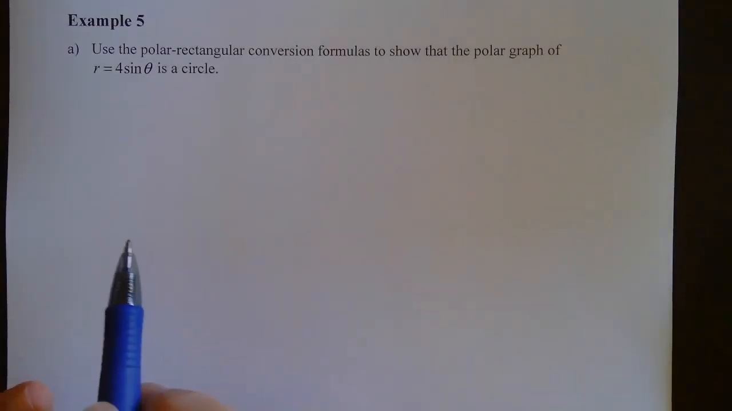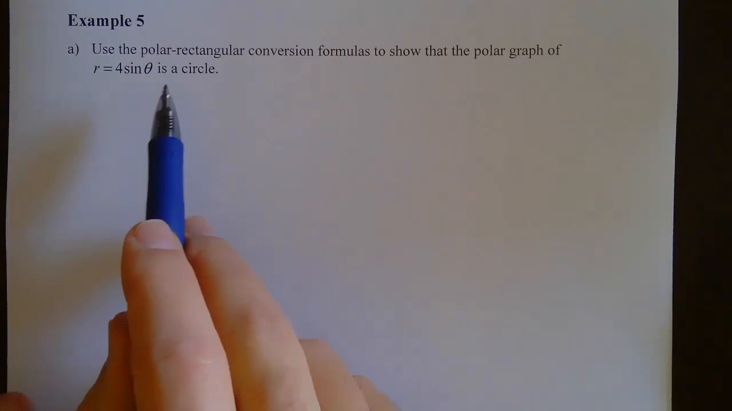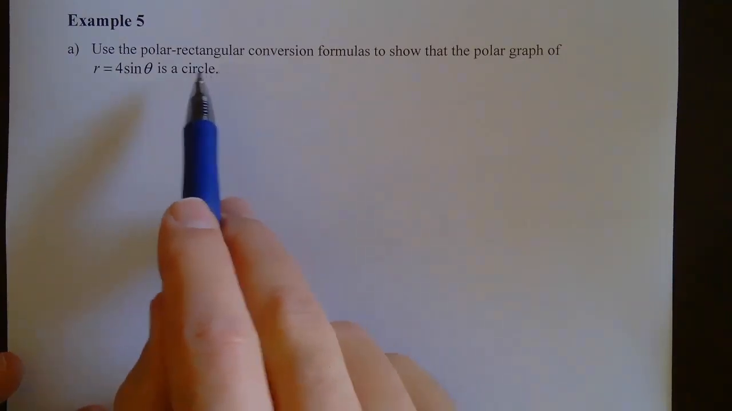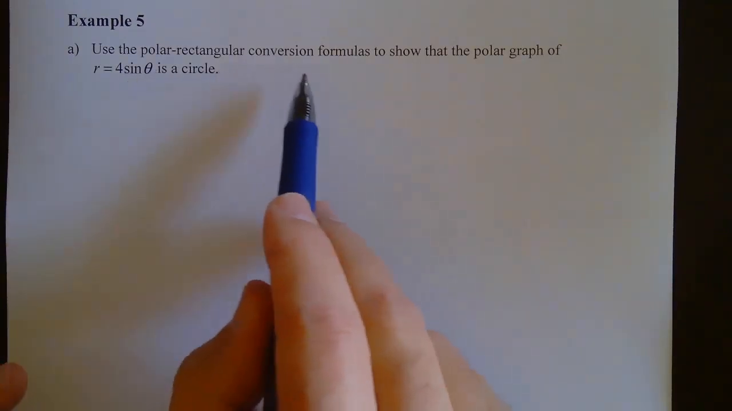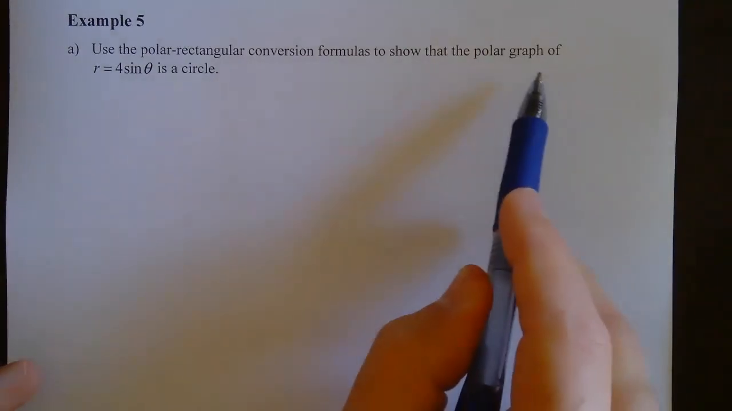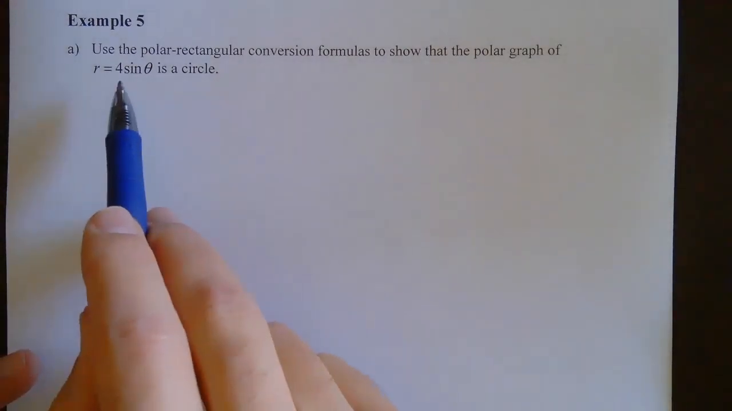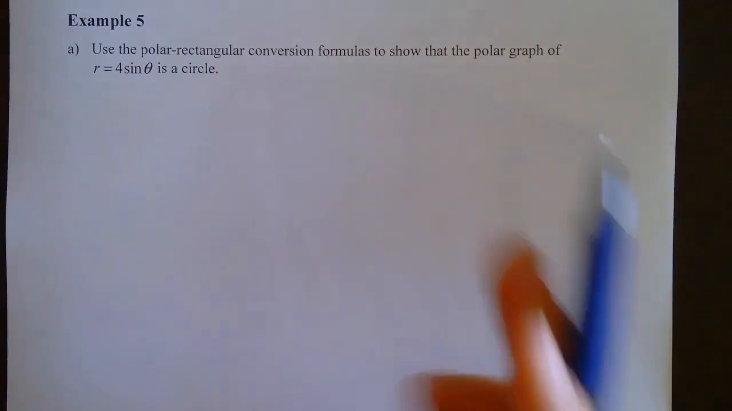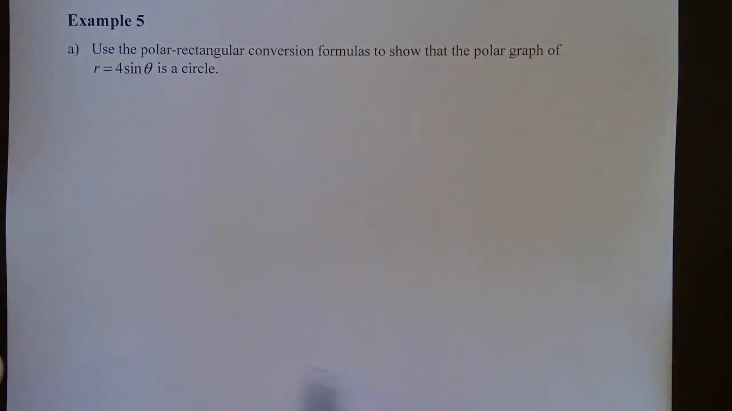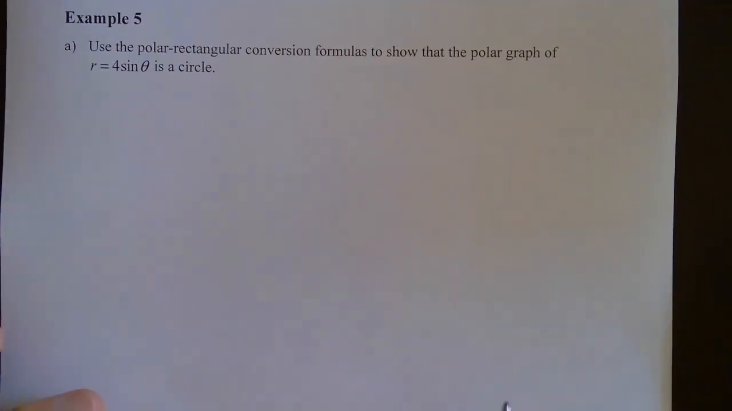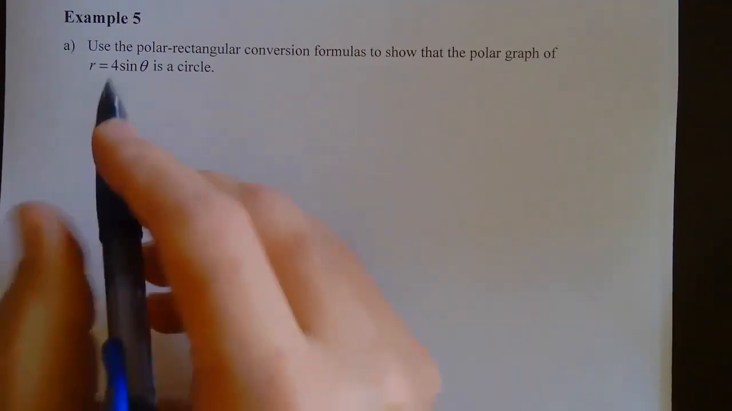So what we're going to start out with is using the polar rectangular conversion formula to show that the polar graph of r equals 4 sine theta is in fact a circle, right? Okay, and a circle is x squared plus y squared equals the radius squared, okay? All right, so what we're going to show is that this is going to come out to be a circle. This is this one right here, right? Okay, and so we're going to prove that it's a circle.